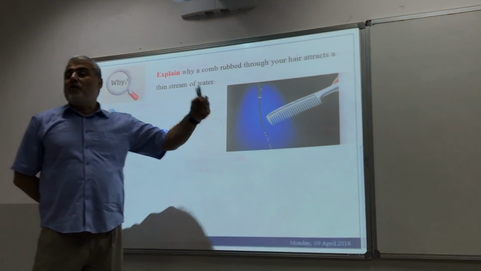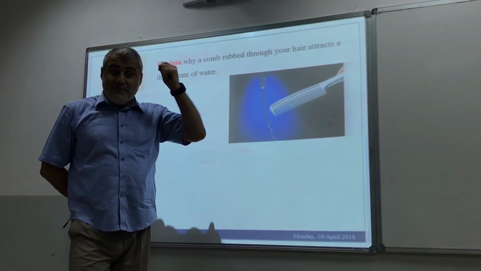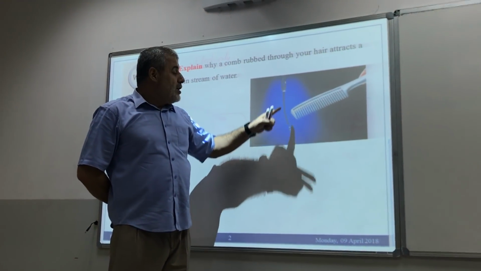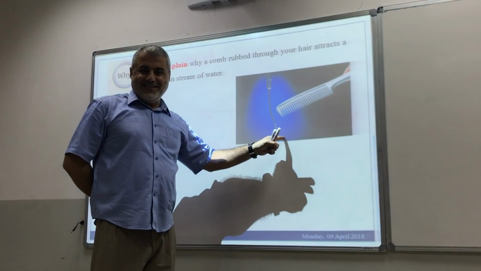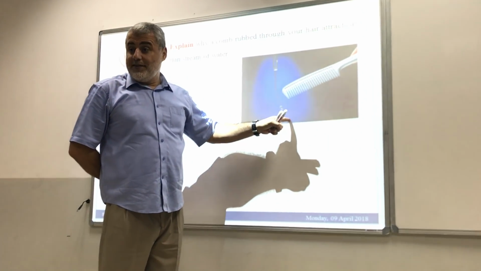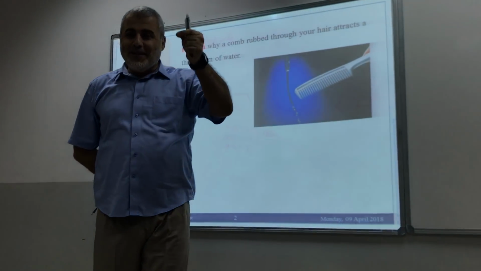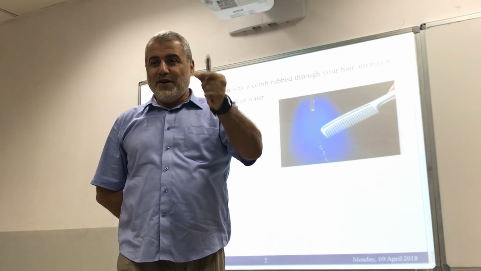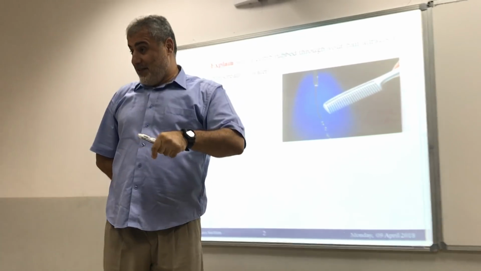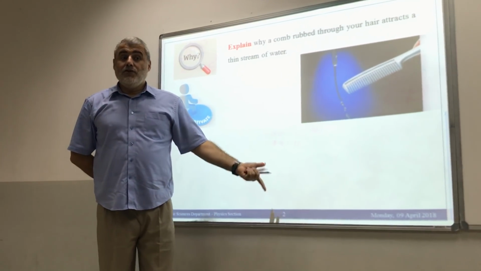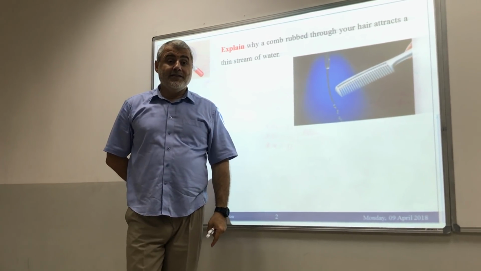Simply, when you rub your comb with your hair and bring it close to the stream of water from the tap, you see that the stream is bent. You can try this at home, you can find it easily. Because it's a very thin stream, so make it a thin line of water, not a thick one. Okay? Why has this happened? Explain it.